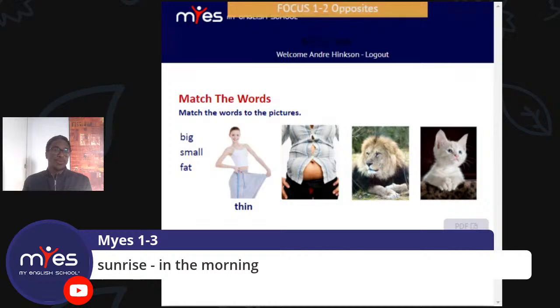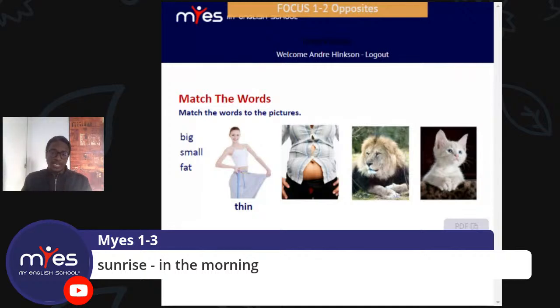I'm thin as well. My body structure is thin. So what is the opposite of thin? We have the opposite in the second picture. So first is thin, and the second picture, which adjective? Is it big? Is it small? Or is it fat? So we're looking at body size. Is it thin? Is it fat? Is it big? Or is it small?